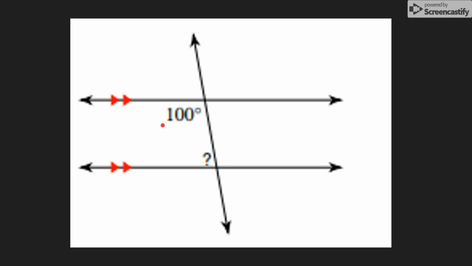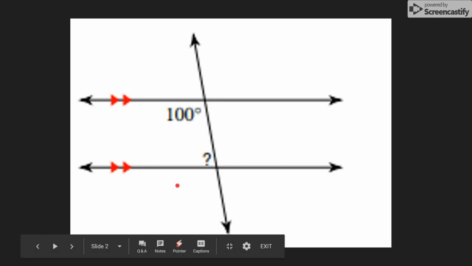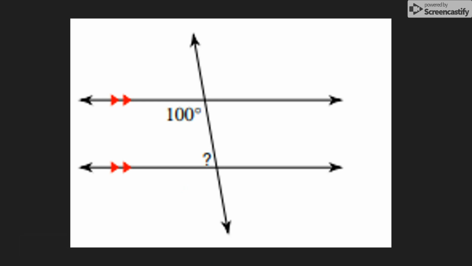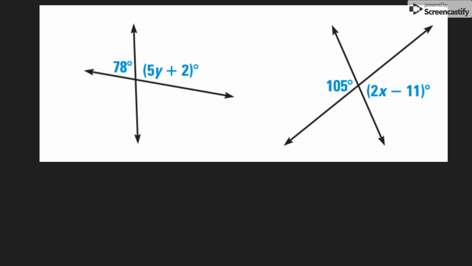If you go back to this one that is 100 degrees, the other one was the corresponding one. So it's the same exact angle measurement, that's also congruent. The last new term that we spoke about yesterday was same side interior. So they're on the same side, this one and this one, same side of the transversal, and they're also interior. And those have to add up to 180, kind of like supplementary angles. They're also known as consecutive interior angles. So that's a quick little recap from yesterday.